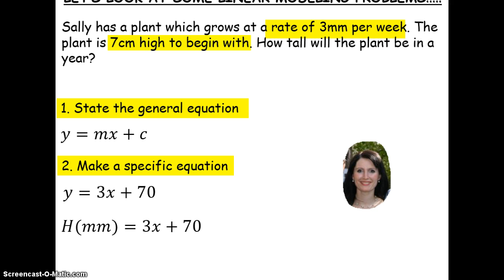If I want to put h in millimetres, I have to put 70 for the 7 centimetres high, because 7 centimetres is 70 millimetres. I can't have different units within the same equation. So I'm saying the height in millimetres is equal to 3 times x plus 70. Or, if I wanted centimetres, the height in centimetres is equal to 0.3 times t, being the time, plus 7. In the millimetres one, I could have used t for time as well, instead of x. It doesn't matter.